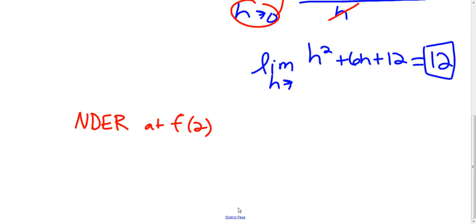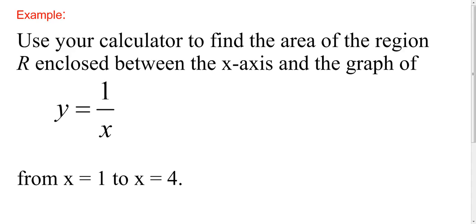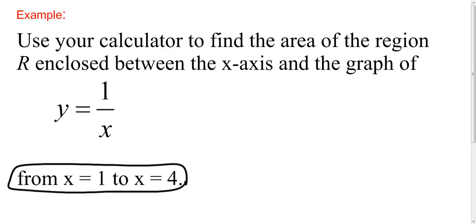And then we'll do another one here. This one says use your calculator to find the area of the region R enclosed between the x-axis and the graph of y equals 1 over x from x equals 1 to x equals 4. I'm just telling you that this part of it might not be in your notes, just so you know. So you might need to add that there so that when you go back and look at them, you're not confused. If I'm wanting you to find the area under the curve, I'm really wanting you to find an integral here. Okay, the area under the curve is an integral.